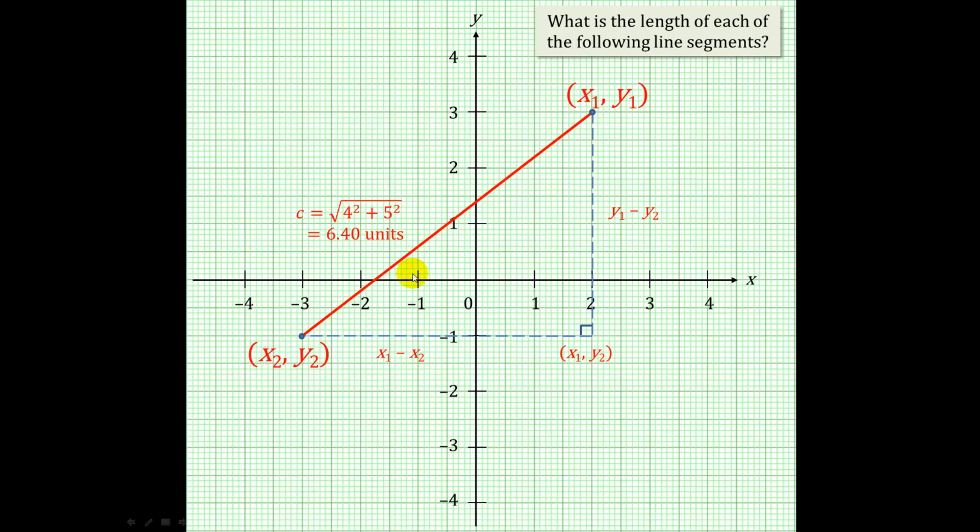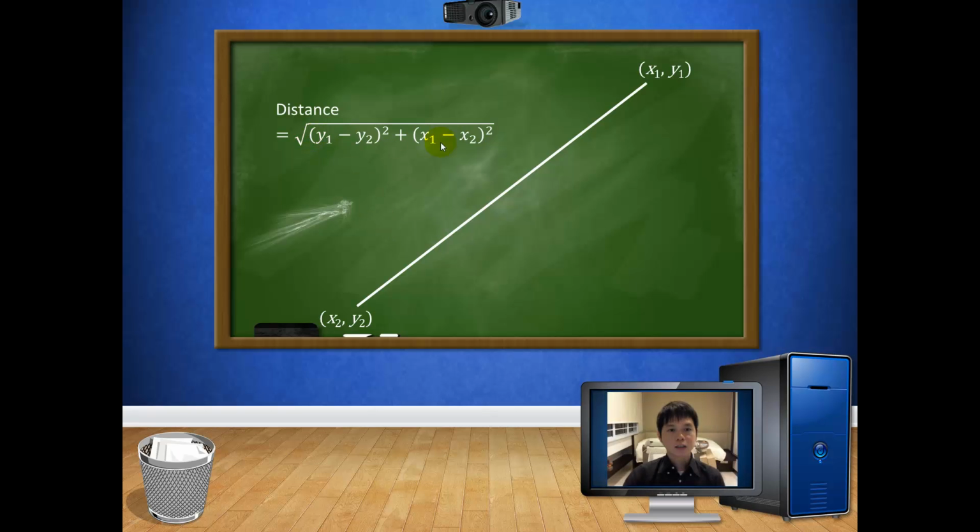Using Pythagoras Theorem, we can find the length of these line segments given the coordinates of two endpoints. Hence, the distance of these line segments is square root of y1 minus y2 squared, which is your a squared, plus x1 minus x2 squared, which is your b squared. This is the formula that we can use to find the distance of the line segments given the two coordinates of its endpoints. We can also rewrite it as square root of x1 minus x2 squared plus y1 minus y2 squared.